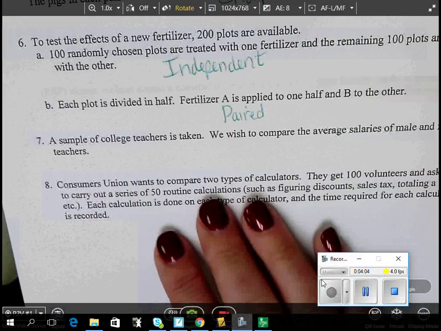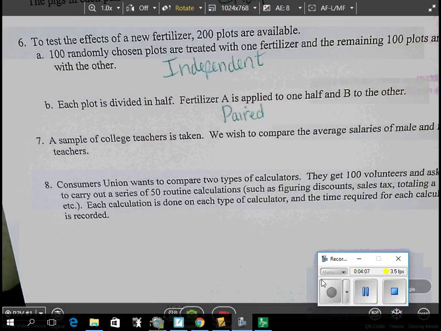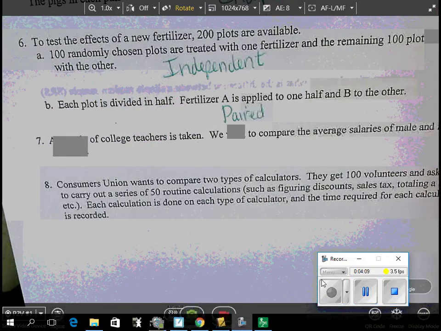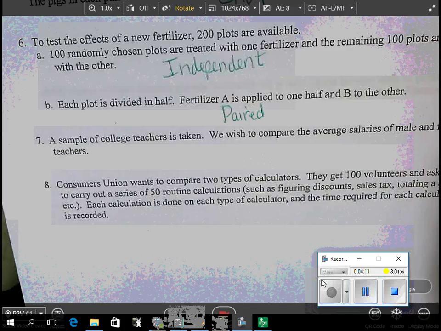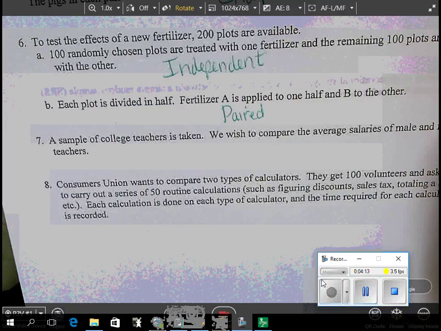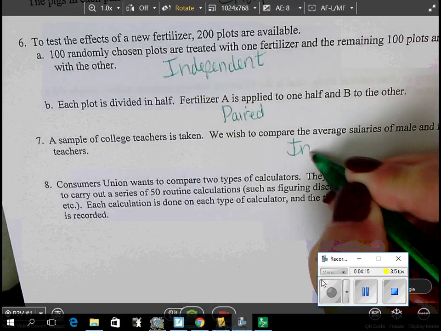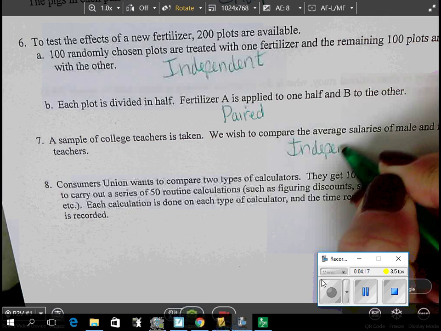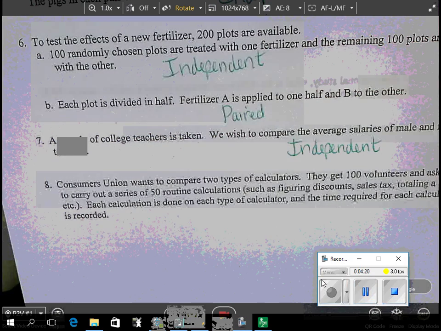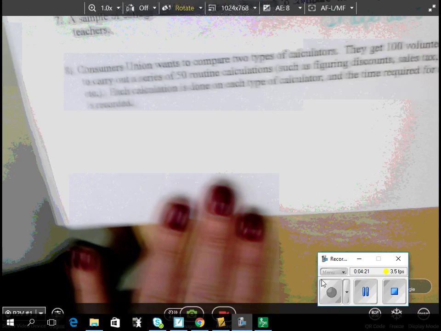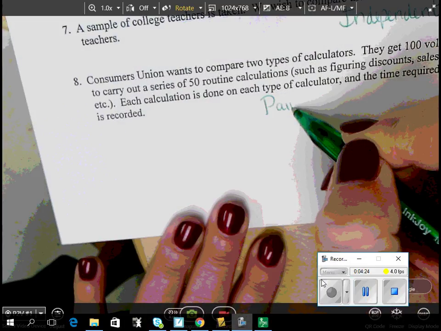All right, what do you think about number 7? So we have college teachers, and we're comparing them, male and female. Those are definitely not paired in any way, 2 totally different, so we have independent samples. And then what do you think about number 8? That one is paired. What's it paired by?